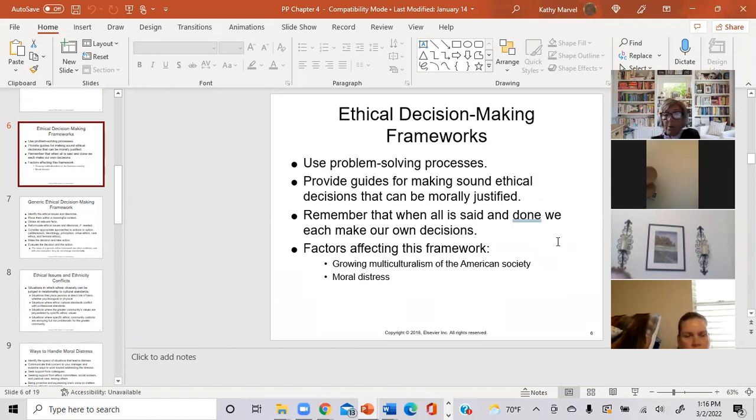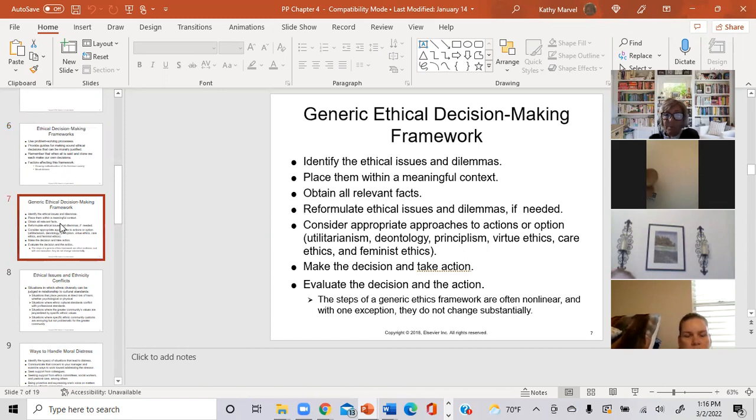All right, remember that when all is said and done, we're making our own decisions based on what our values and beliefs are. Okay. We're going to be identifying ethical issues and dilemmas. They're going to be in every part of nursing, wherever we go in nursing. Ethical issues are going to be part of our practice. Okay.